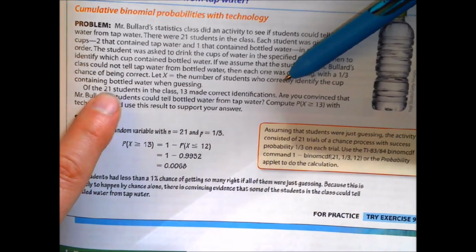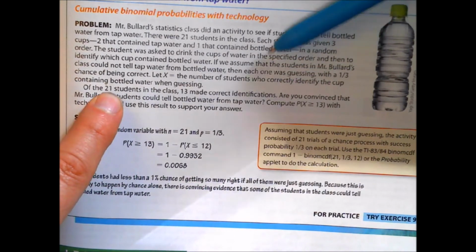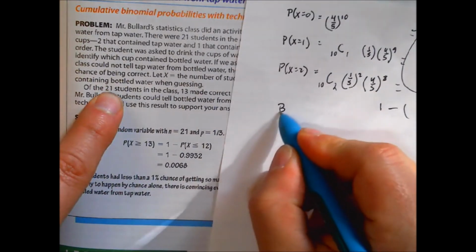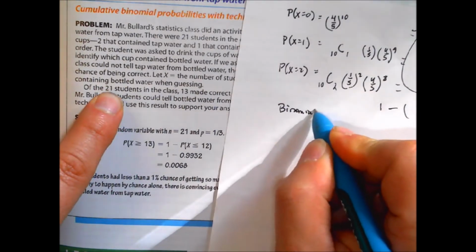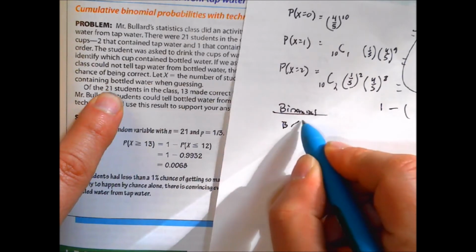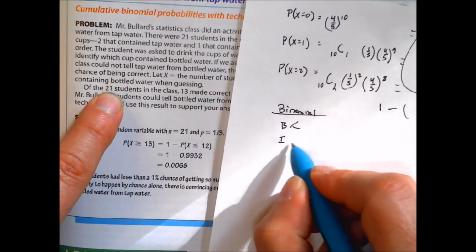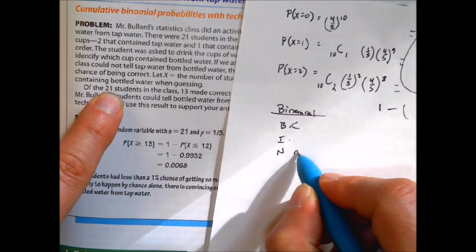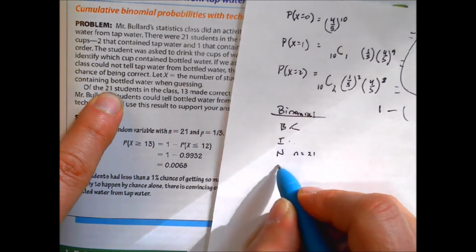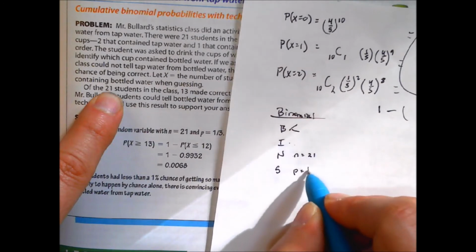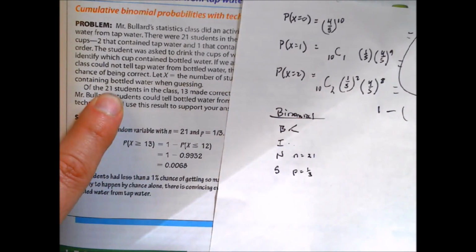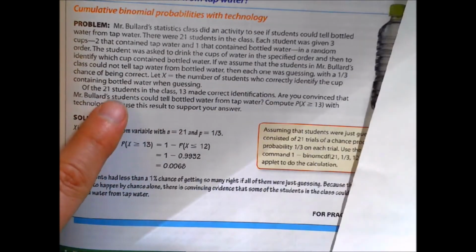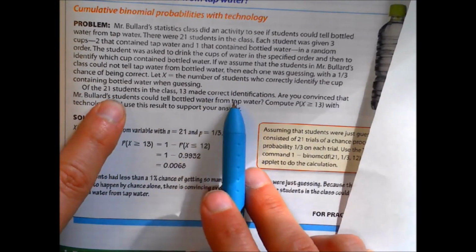X is the number of students who correctly identified the cup as containing the bottled water. So this is binary. If we go through and assume it's binomial, it is either they can tell the tap water or they don't. One student is independent of the other student. There's a set number of trials, 21 students, and the success each time of picking it is 1/3 of the time. In this class, 13 made correct identifications.